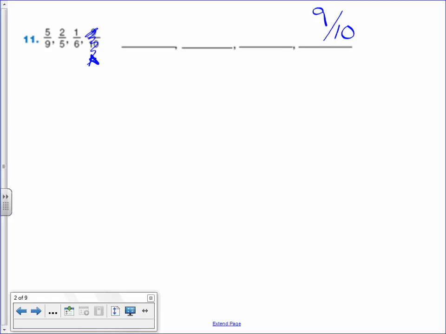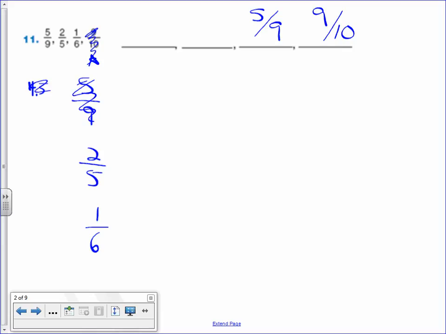Now I'm left with three fractions left over. I have 5/9, 2/5, and I have 1/6. Well, I know 5/9 is a little bit over half because half of 9 would be 4.5. I know 2/5 is below half because half of 5 is 2.5. And I know 1/6 is way below half because that would be 3/6. So I'm going to go ahead and say 5/9 is bigger than 2/5 because I know it is. So I'm going to go ahead and cross this off.